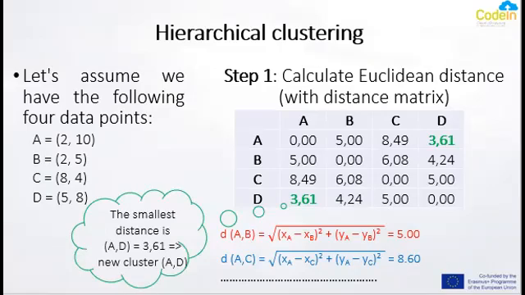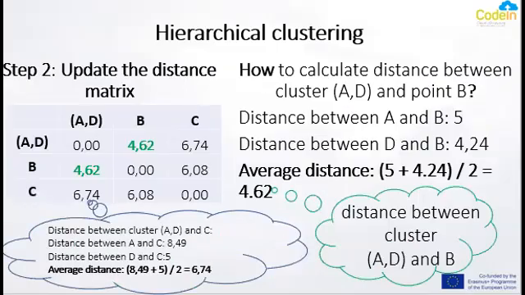The smallest distance in the matrix is between points A and D, which equals 3.61. So we can create a new cluster, AD. In step 2, we have to update the distance matrix to include the new cluster, AD.